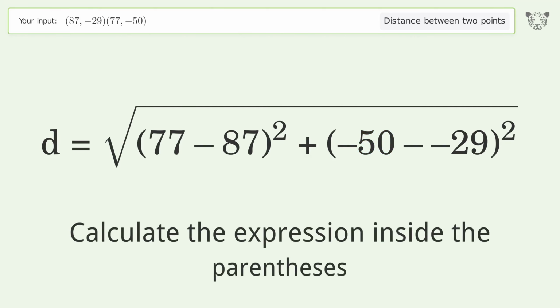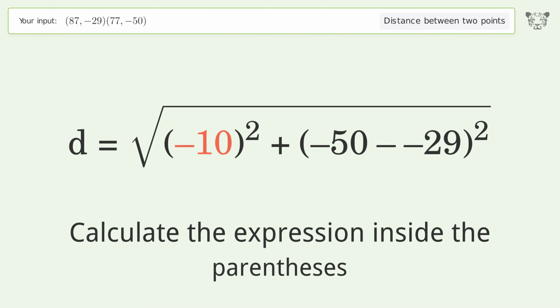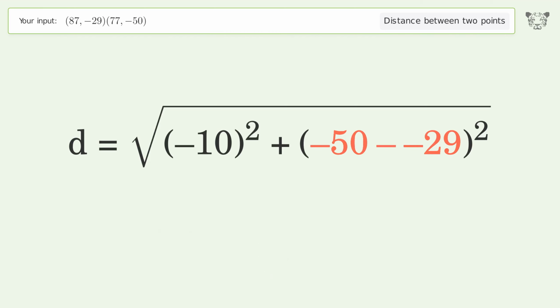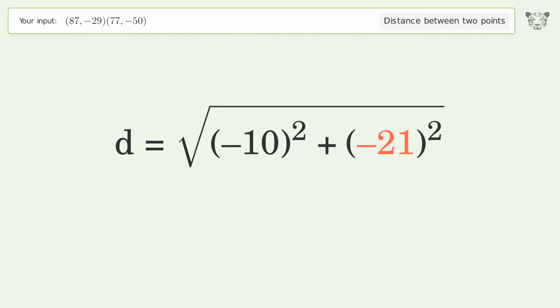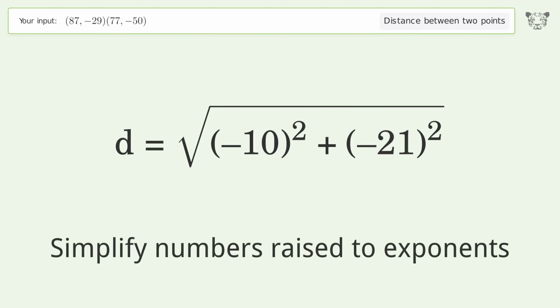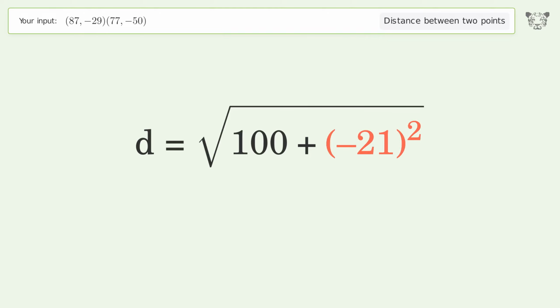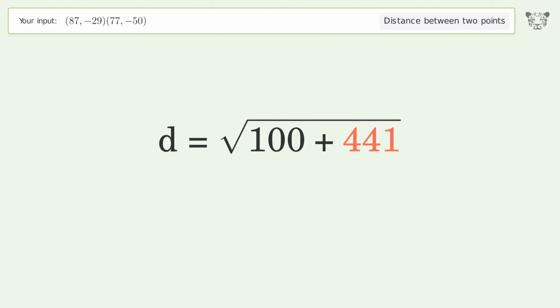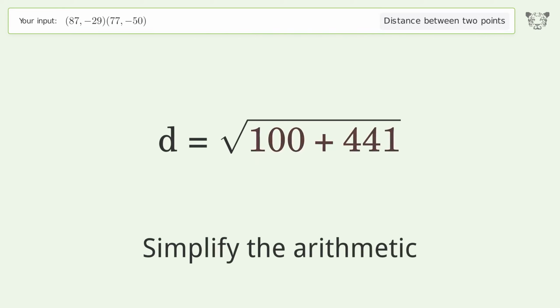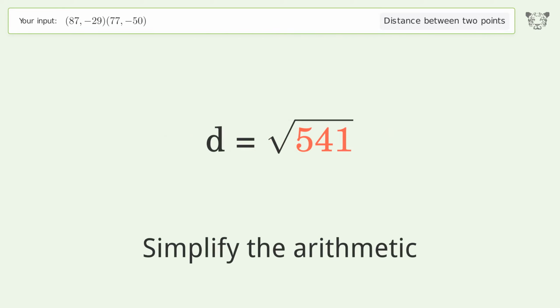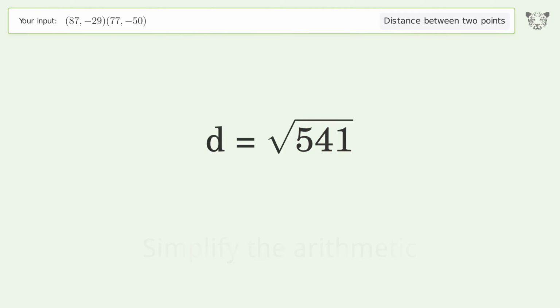Calculate the expression inside the parentheses. Simplify numbers raised to exponents. Simplify the arithmetic. And so the distance between the 2 points is the square root of 541, or 23.259.